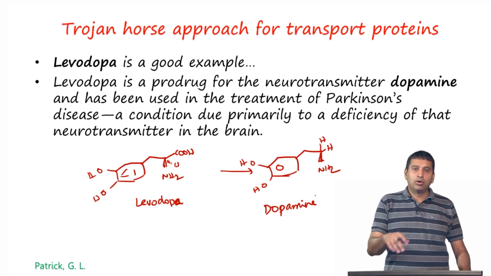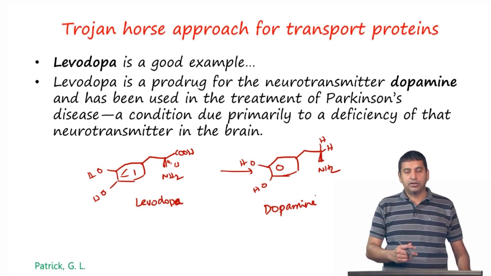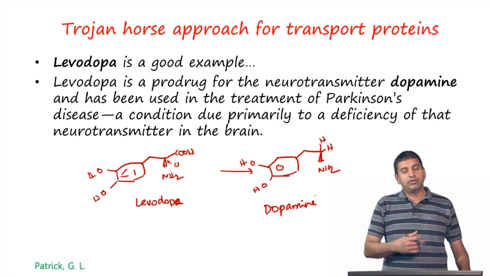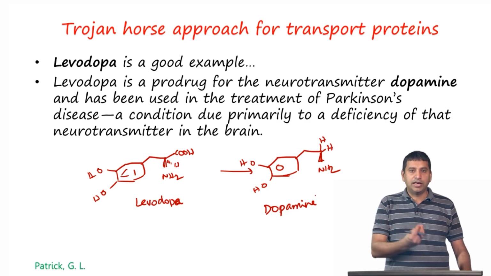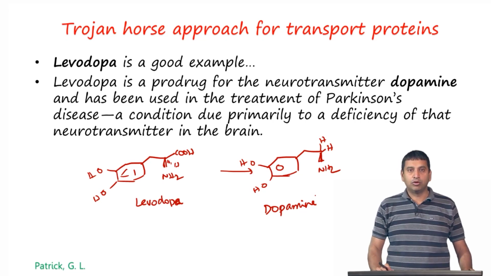So, levodopa, as you can see, has an amine as well as a carboxylic acid. So, what one could design this prodrug to be is to actually access the amino acid transporters and get it across the cell. Once it gets into the cell, it gets decarboxylated and produces the active dopamine.